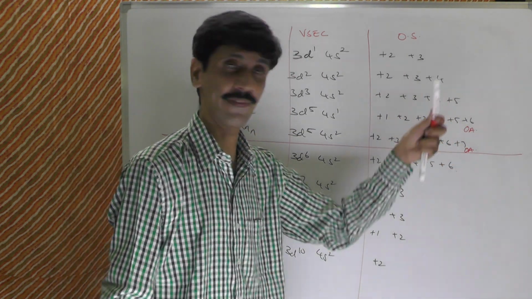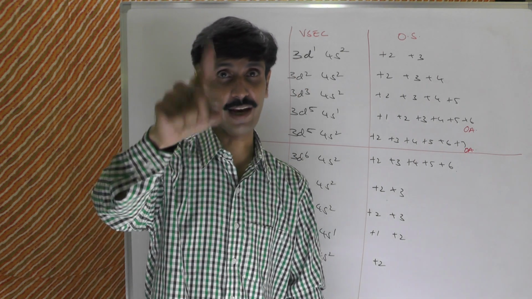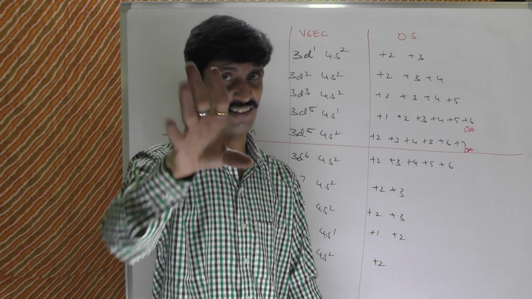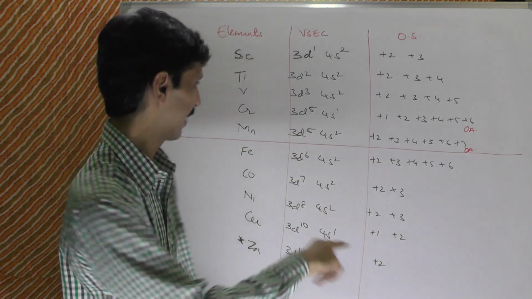So in +6 and +7, chromium in the +6 state and manganese in the +7 state are going to behave as very good oxidizing agents. Am I clear with all these points? Right. Now we go into the next part, the next series.